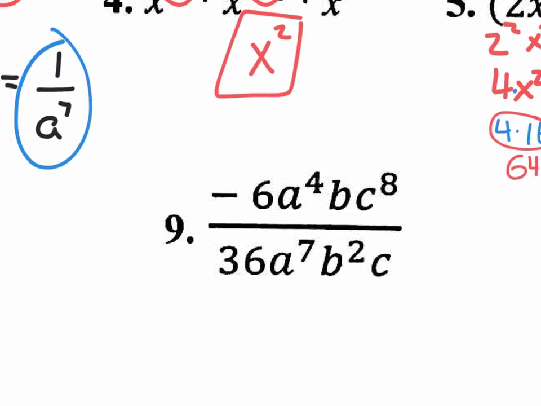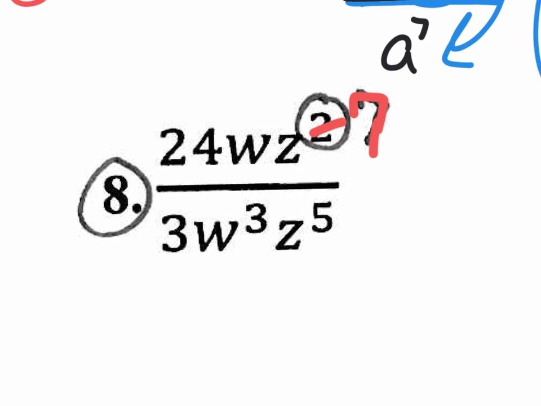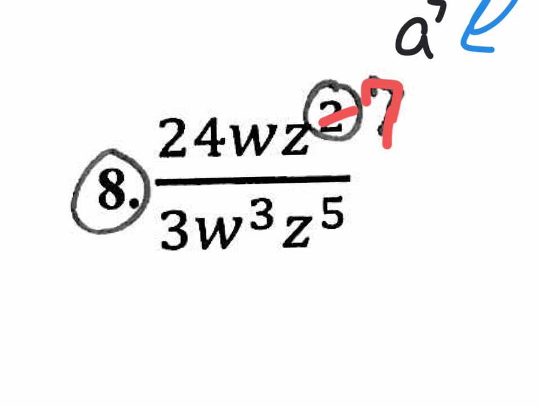Let's take a look at one of these. I don't know, which one do you guys want to see? Number 8? Number 9? 8? Okay, so once again, you have pure multiplication. 24 times w times z to the 7th. So, how many z's do you have up here?